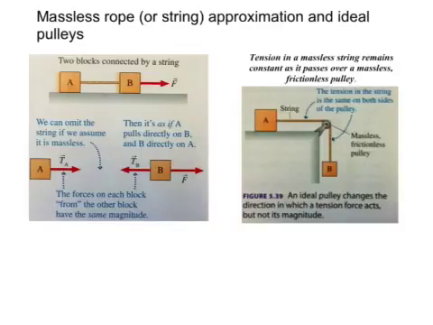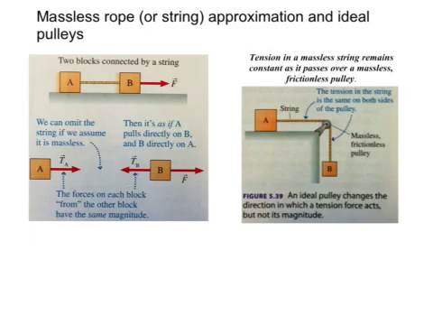Now these ropes and strings that we're going to be dealing with, we're going to use what's called the massless rope approximation and ideal pulleys, which means if we've got two blocks connected by a string, we can omit the string if we assume that string is massless. Then it's as if A pulls directly on B and B directly on A. So the forces on each block from the other block have the same magnitude. It's just a way to simplify problems.